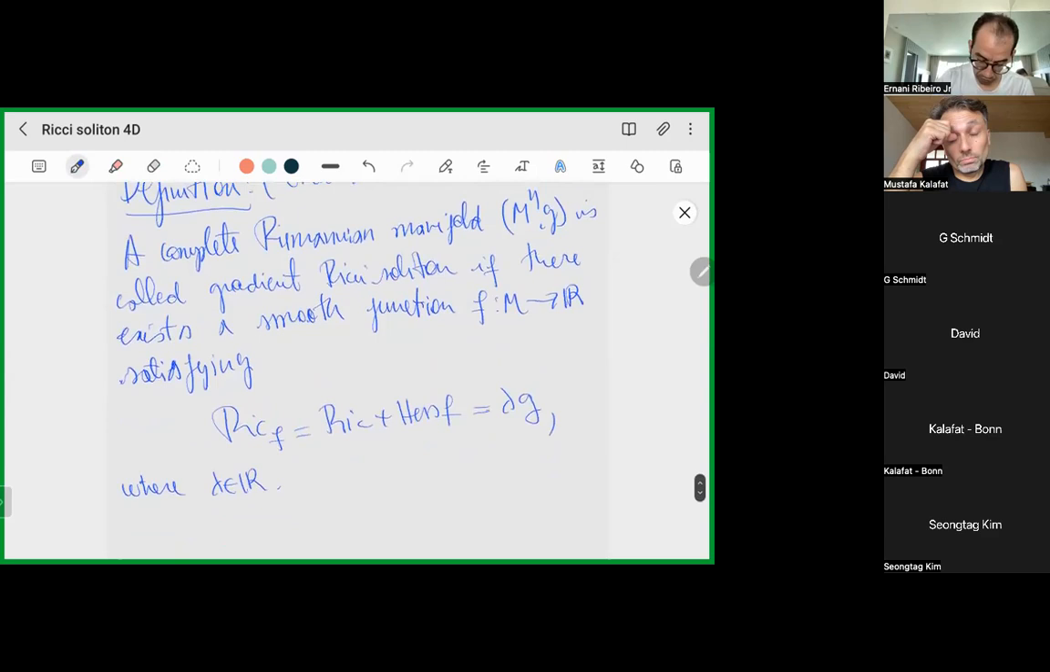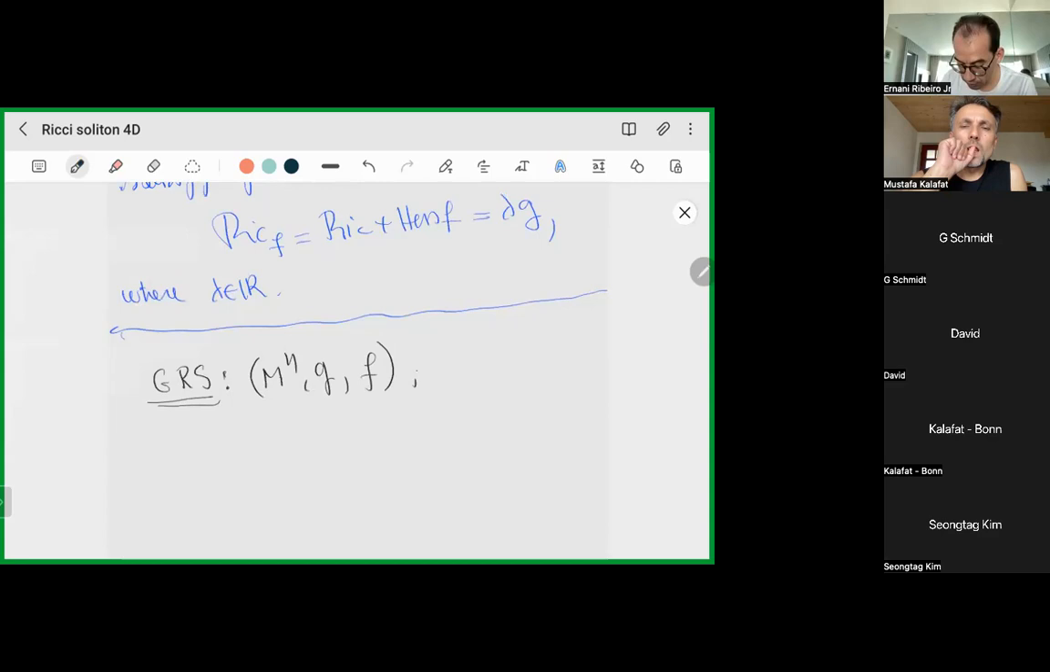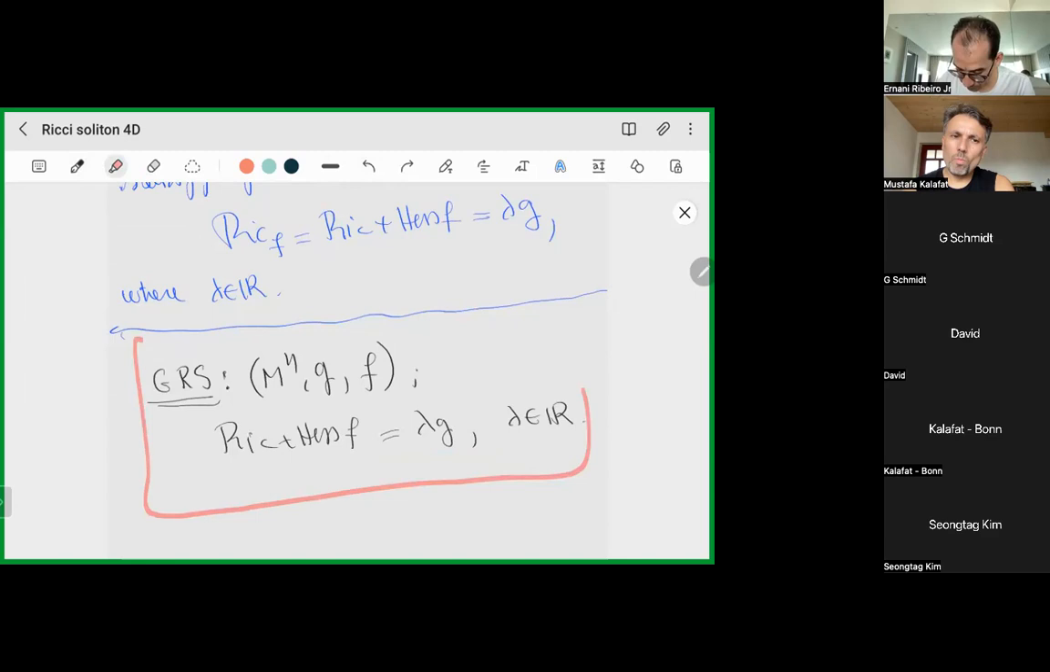A gradient Ricci soliton, in a few words, means a Riemannian manifold together with a potential function such that the Ricci curvature plus the Hessian of f is proportional to the metric by a constant. In short, this is my equation of Ricci soliton. I will show how this equation appears inside the Ricci flow in a few minutes.